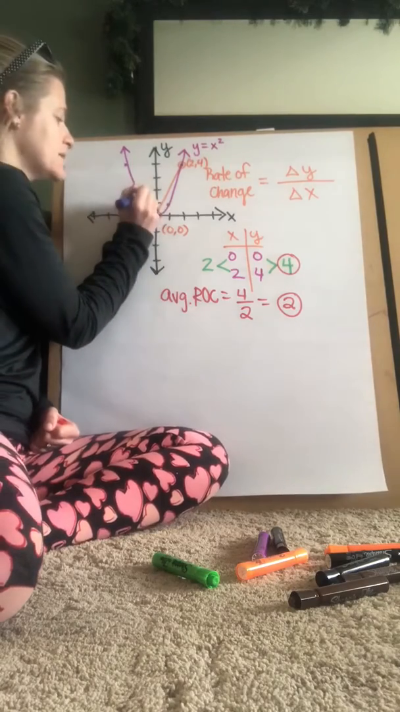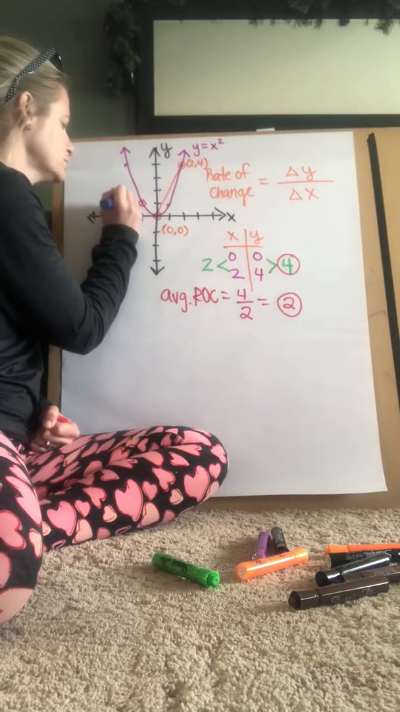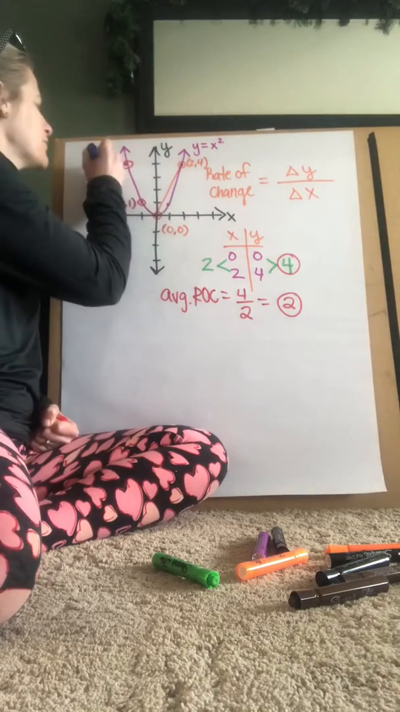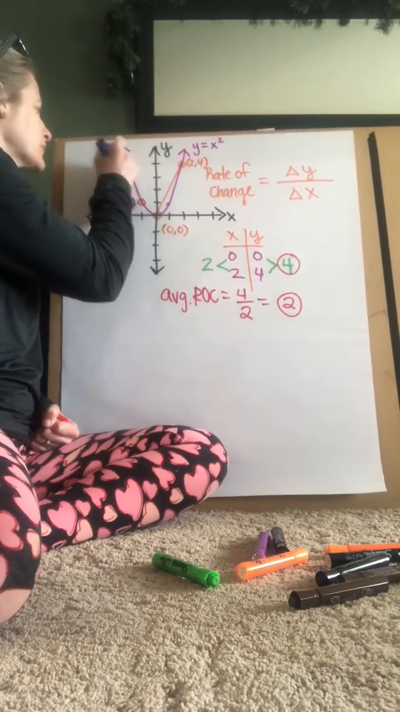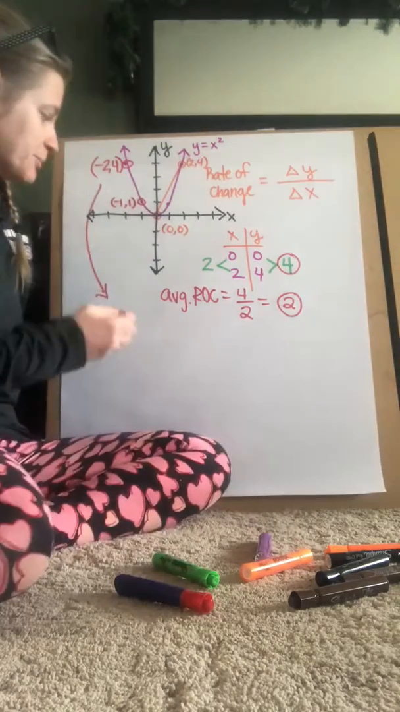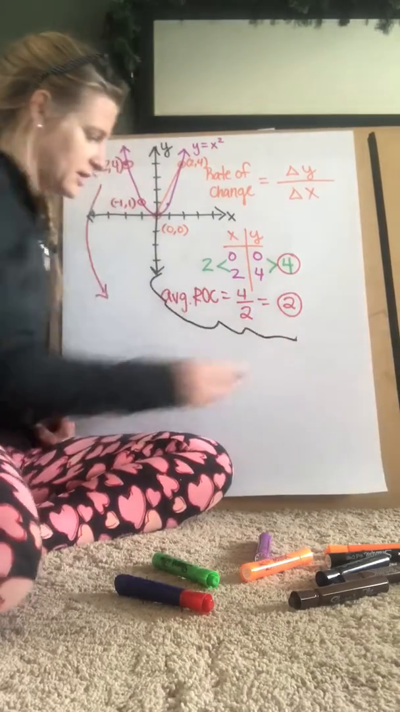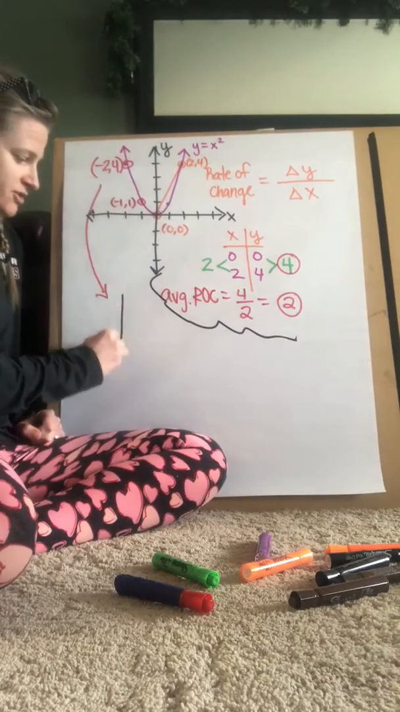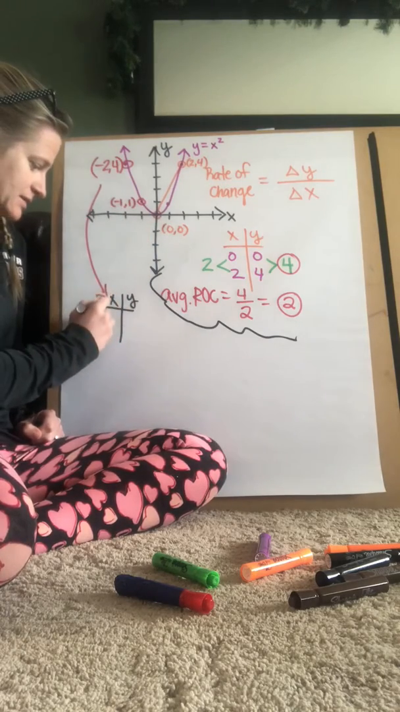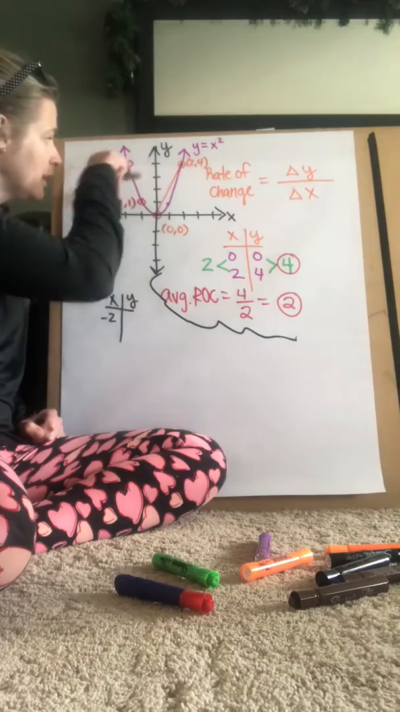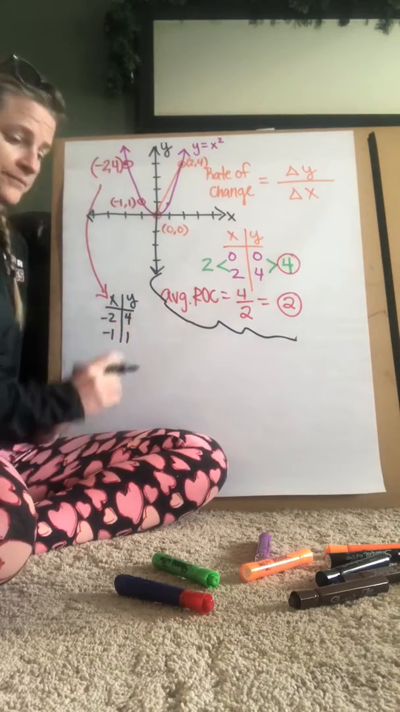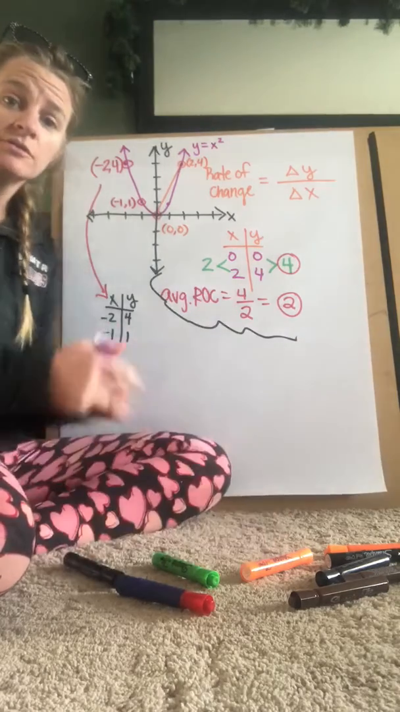Let's do this point -1, 1, and this point here, -2, 4. Okay? If I find my average rate of change, so I'll try to separate it as best as I can. I'll set up my table, x, y. My first point, I could say, is -2. It really doesn't matter the order. -2, 4, and -1, 1. Find your rate of change between those values.